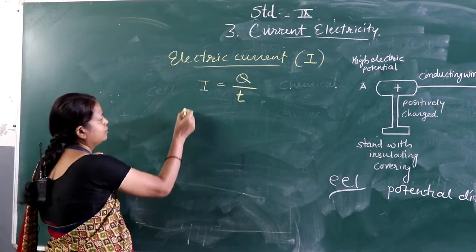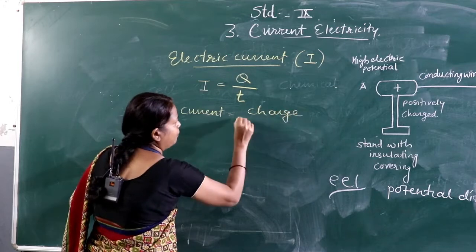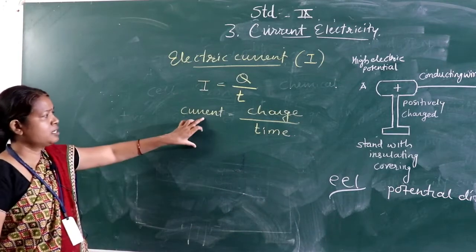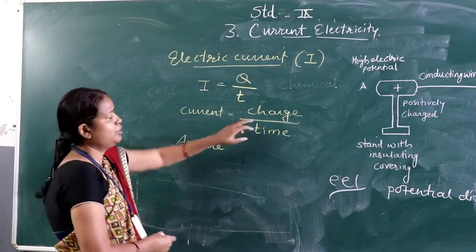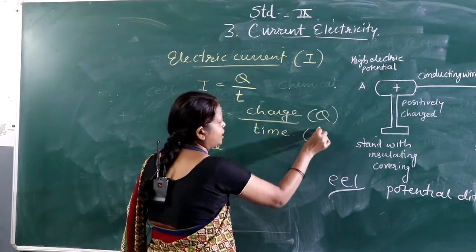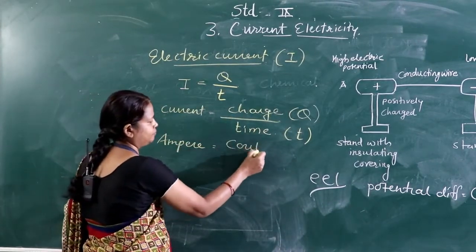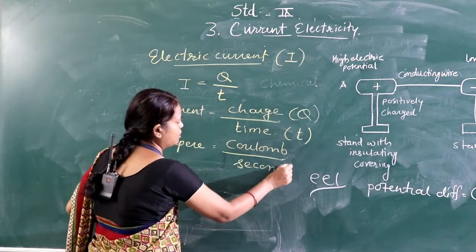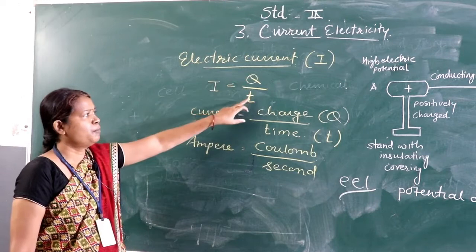I shows the current, Q shows the charge, how much charge we apply for how much time. So students, the unit of this current is ampere. The unit of this charge, that is Q, capital Q, is coulomb. Time means T, represented by second. So we got one formula, that is current is equal to charge upon time.